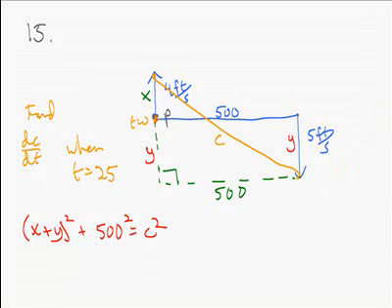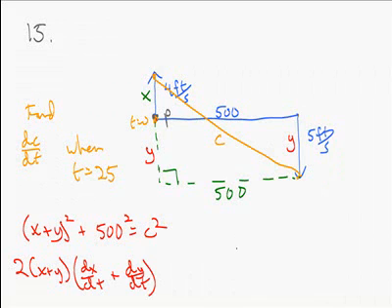Now we're going to differentiate this with respect to t. So we're going to do 2 times the quantity (x plus y) times the derivative of what's inside. Well, the derivative of x is dx/dt. Derivative of y is dy/dt. So using the chain rule there. 500 squared is a constant. It's a big constant, but still a constant. On the right side, we have 2c times dc/dt.